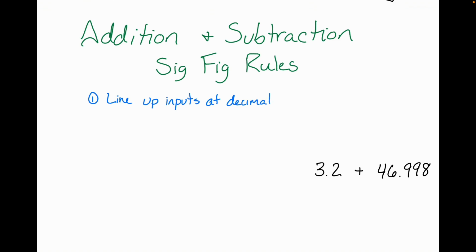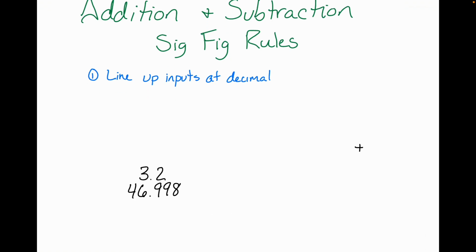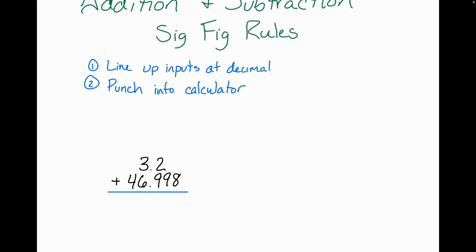All right, so specifically by that I mean I'm going to take my 3.2 and my 46.998, and I'm going to stack them up together such that they're lined up at the decimal. All right, now I'm going to do the math. Punch it into my calculator. So I punch this into my calculator, I get 50.198.